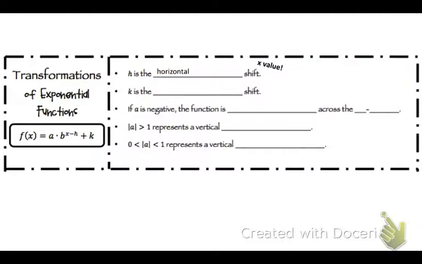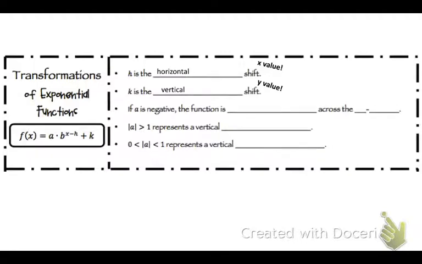Now k is not in the exponent, so it's being added at the end, and that's the vertical shift. That's your y value. So h is in the exponent, and that's your horizontal shift, so that's left and right. K is on the outside, and that's your vertical shift, so that's up and down.